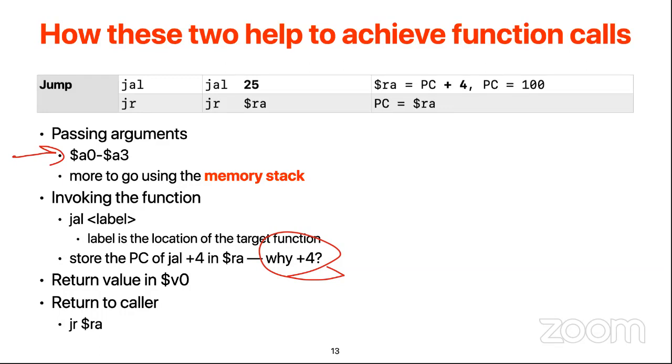And return value, again, this is the convention. You should put it in V0 and return to caller, jump and return. So this is how we achieve function calls basically.